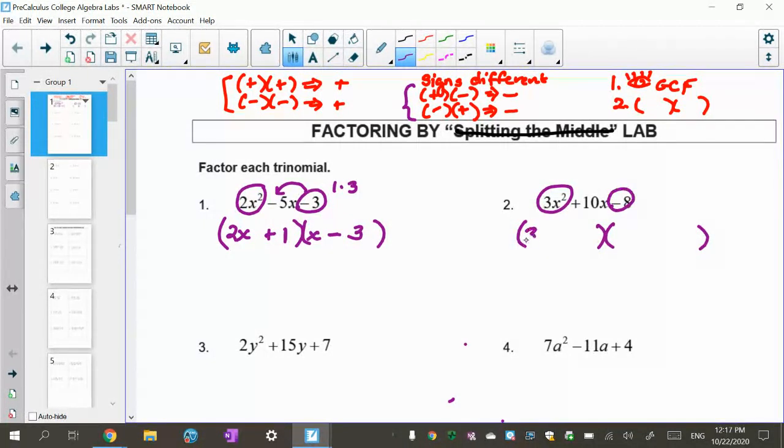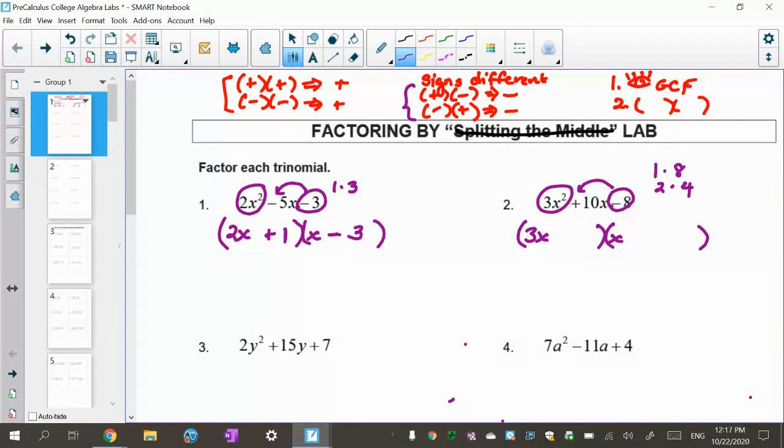3x squared. How did I get that? 3x and x. What are my factors of 8? Well, I have 1 times 8 and 2 times 4. And I need to get a positive 10. So this is negative, so I know my signs are going to be different. So I'm up here again, but I have to have a positive 10.